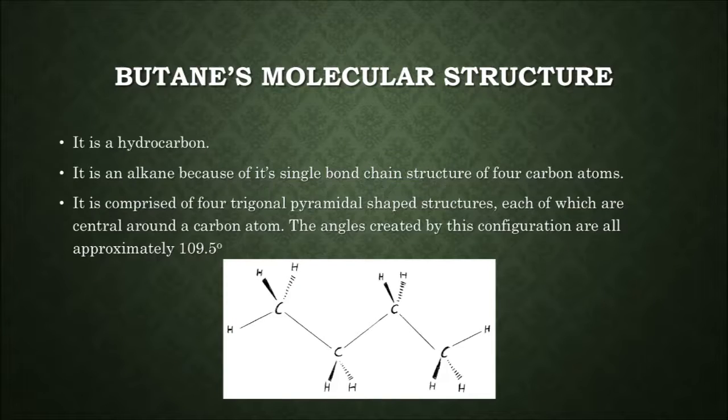Butane's molecular structure is quite simple. It's a hydrocarbon, meaning it's made up of only hydrogen and carbon atoms. It's also an alkane, because the 4 carbon atoms in the chain structure below are bonded using only single bonds. It's comprised of 4 trigonal pyramidal shaped structures, each of which are centred around one of the 4 carbon atoms. The angles between any 3 atoms in this molecule are approximately 109.5 degrees.